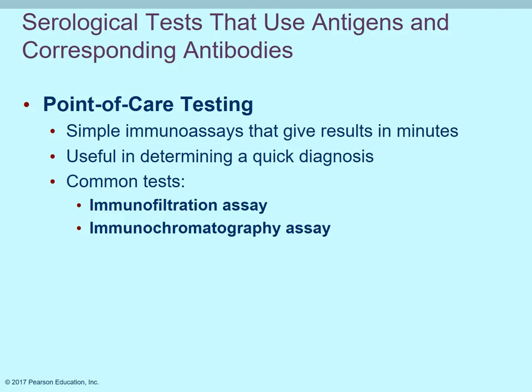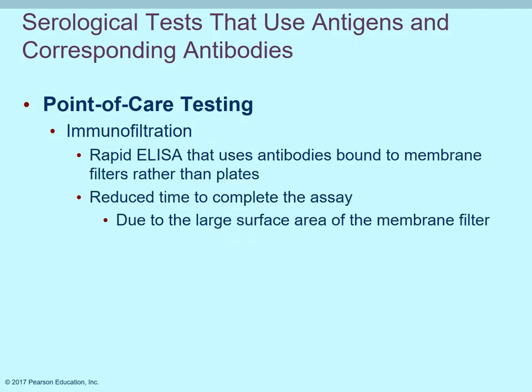Oftentimes what you're going to be looking for if you're, say, working in a clinic, you want some type of an assay that gives a result really quick. You don't want to have to wait 24 hours. You need to know now so you can decide on a treatment plan for the patient. So point of care testing is where you can do a test. It's very quick, and I'm talking about in minutes. So then you can proceed on the patient.